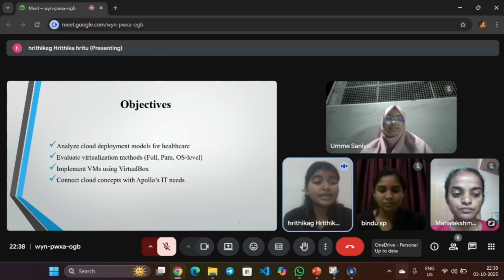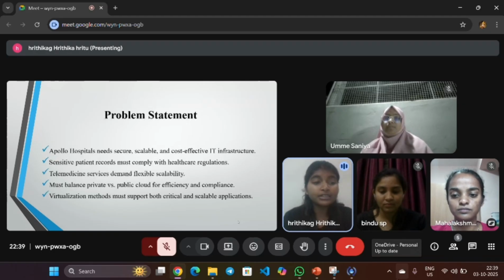The third one is implement virtual machines using VirtualBox. Show hands-on setup of VMs to demonstrate practical application. The fourth one is connect cloud concepts with Apollo Hospital's needs. Apply theoretical concepts to real-world healthcare cases. Our aim was not just to study theories but also to practically set up virtual machines and relate everything to Apollo Hospital's IT requirements.